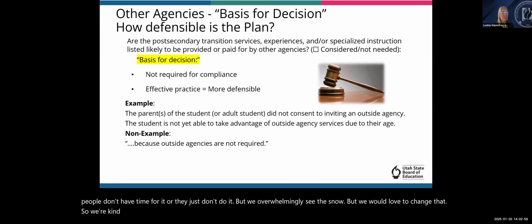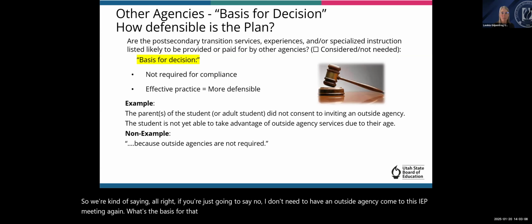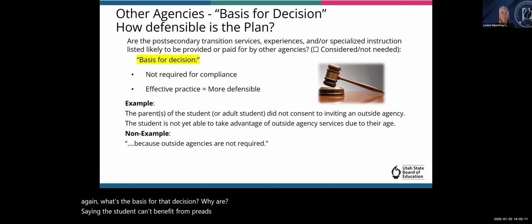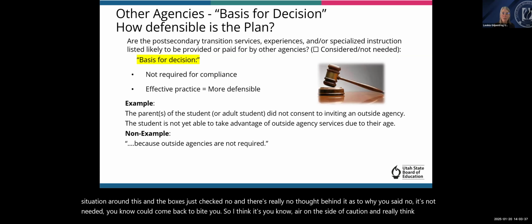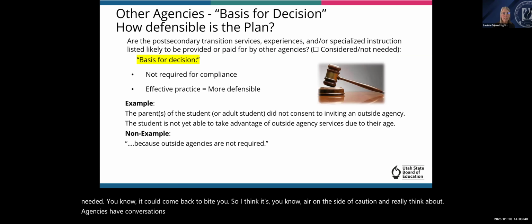So we're kind of saying, all right, if you're just going to say no, I don't need to have an outside agency come to this IEP meeting, again, what's the basis for that decision? Why are you saying the student can't benefit from pre-ETS or VR? We believe that just about every student with an IEP can benefit from those services. So again, it'll make your IEP, I think, more defensible. In other words, if there's ever a dispute situation around this and the box is just checked no, and there's really no thought behind why you said no, it's not needed, it could come back to bite you. So I think it's, err on the side of caution and really think about outside agencies, have conversations with parents and say, hey, would you like me to invite the VR counselor?